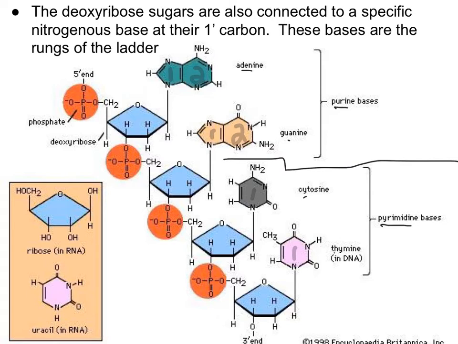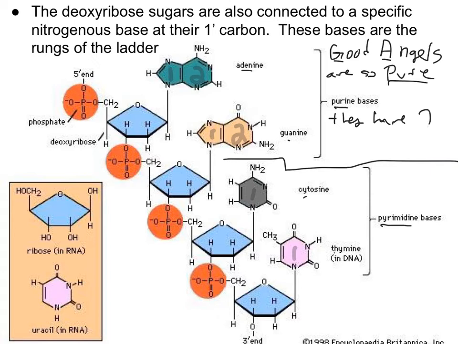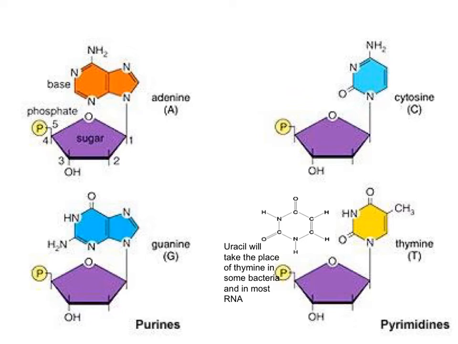And one way that you can remember this is this little quote. Good, the G in good stands for guanine, angels, and the A in angels stands for adenine, are so pure, they are purines, guanine and adenine are purines, they have 2 halos. Halos are the rings. I probably misspelled the word halos. So I hope that helps with that.